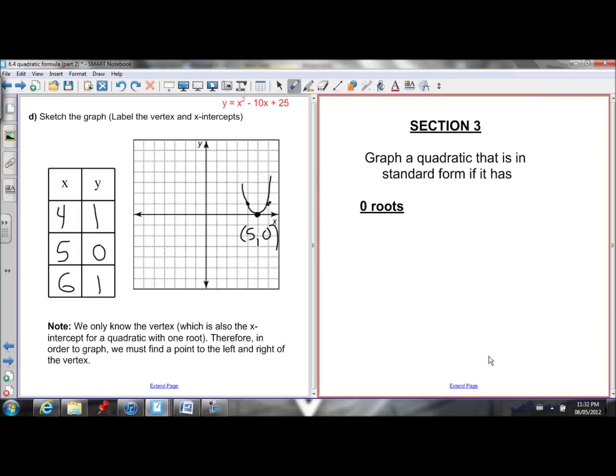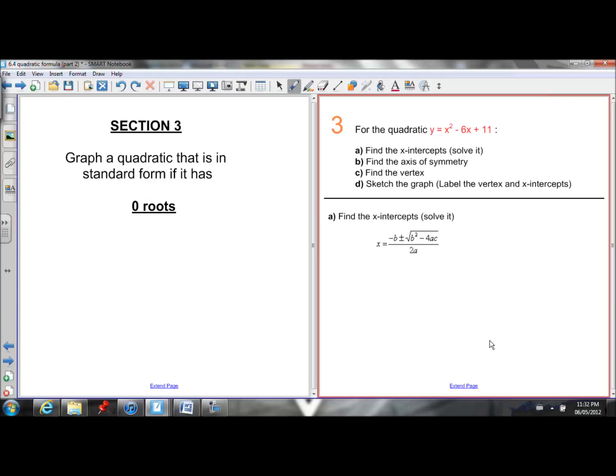Okay? Graphing with 0 roots. We know a problem will have 0 roots if the discriminant, the b squared minus 4ac, equals a negative number, because we can't take the square root of a negative number. All right, so graph y equals x squared minus 6x plus 11.